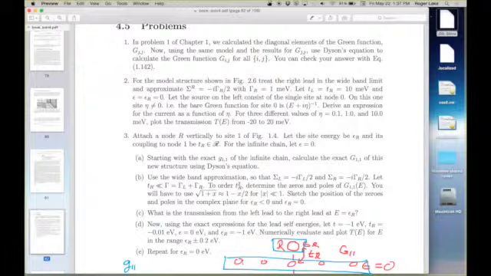And the bare Green function of the isolated site is just 1 over E minus epsilon R. And once you get the exact G11, that's all you need to get the transmission, because the only thing coupling to the leads is site 1. Site R is not coupling to the leads.